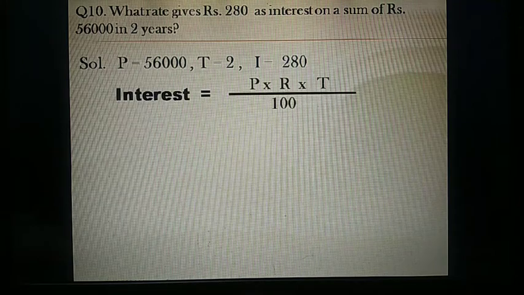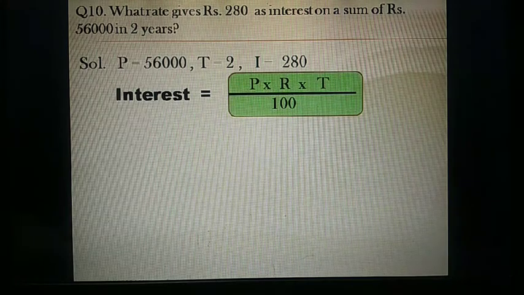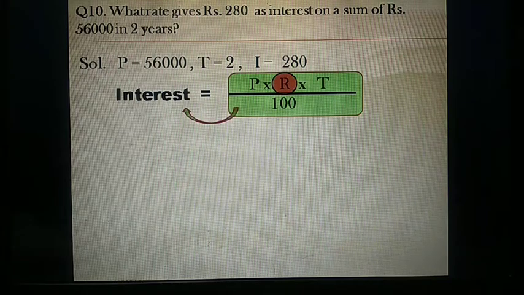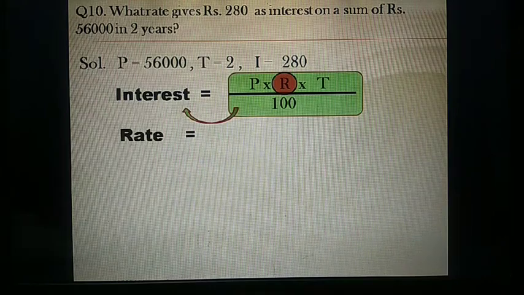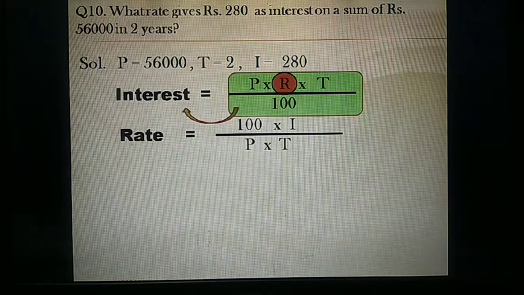Now interest means P into R into T upon 100. We are supposed to find the value of R. So except R, whatever is left on the right hand side, you will shift it to the other side. That is, we will shift PT and 100. Right now 100 is in denominator, it will go to numerator. And the part which is in numerator, it will go to denominator. In the fraction, you will shift the reciprocal of it. So we will get rate as interest into 100 upon P into T.